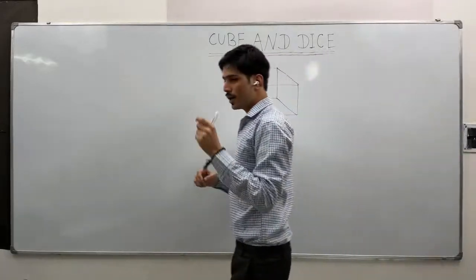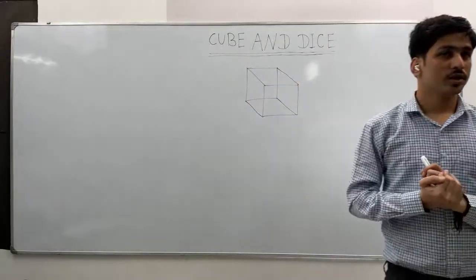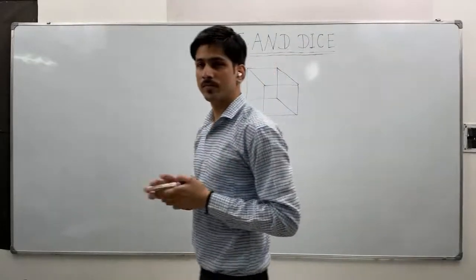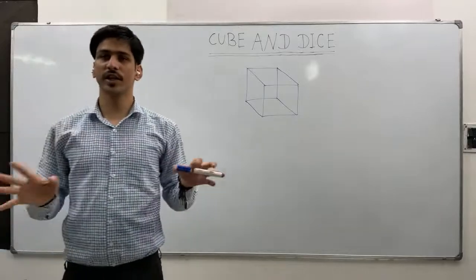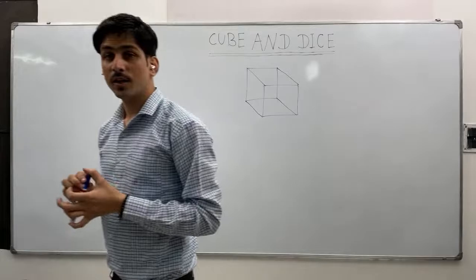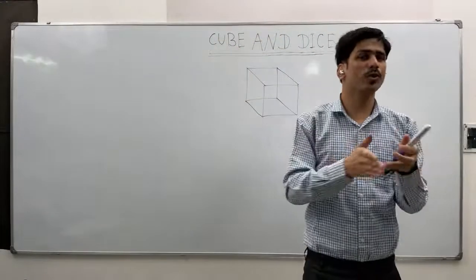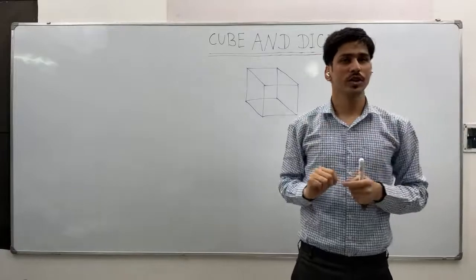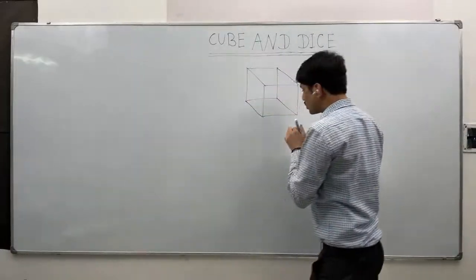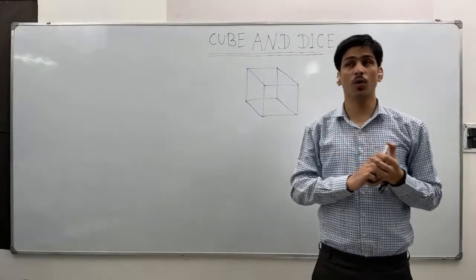If I ask you what is the difference between a cube and a cuboid? A cuboid is also a 3D structure, right? But there is a difference between them. A cuboid is like a rectangular box, or a cube is like a square box. So can I say in a cube all sides are equal? Length, breadth and height, L, B, H, all are equal.